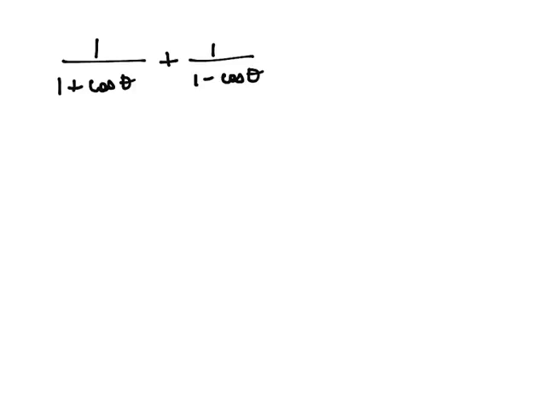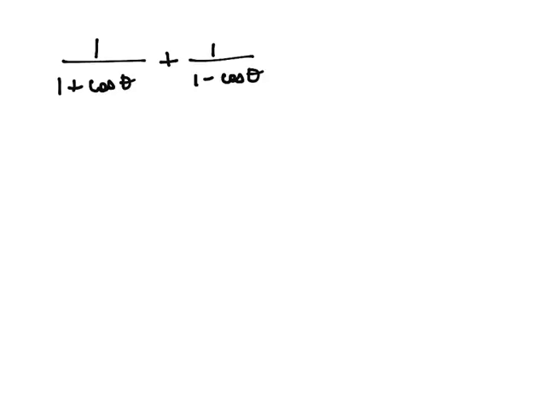Just like in 4th grade math or in algebra class. And if we want to add two terms together, they have to have a common denominator. So 1 over 1 plus cosine plus 1 over 1 minus cosine, we're going to have to get a common denominator. If your two denominators are different, then you multiply them together to get the common denominator.